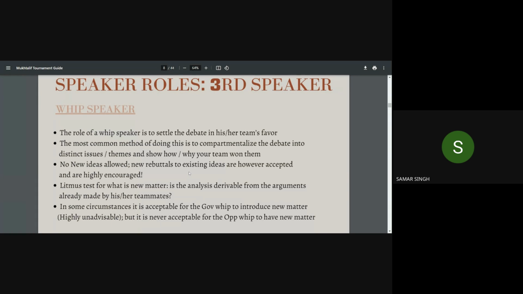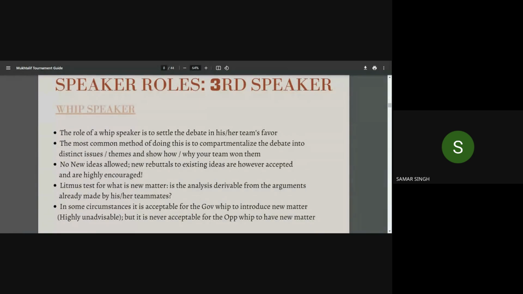New rebuttals to existing ideas are still, however, accepted and highly encouraged, meaning that a whip speaker's whole speech should be about how they win, a conclusion, and mainly rebuttals. Give as many rebuttals as possible. And I guess that's it.